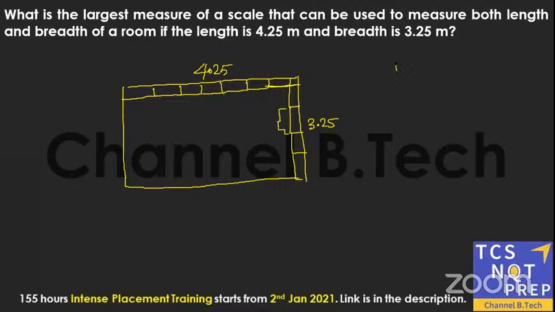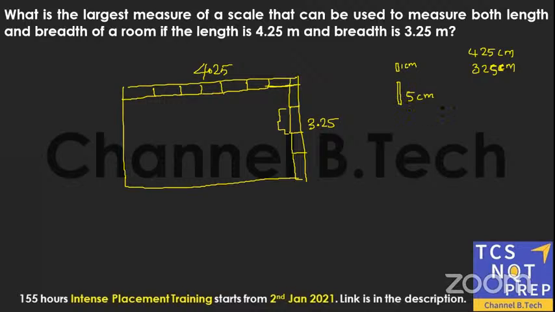See, if I use a scale which is 1 centimeter, even that will satisfy this, correct? 4.25 meters means 425 centimeters. 3.25 meters means 325 centimeters. Even if I use a 1 centimeter scale, I can measure both length and breadth without breaking the scale, right? If I use a 5 centimeter scale also, I can measure without any problem, right?